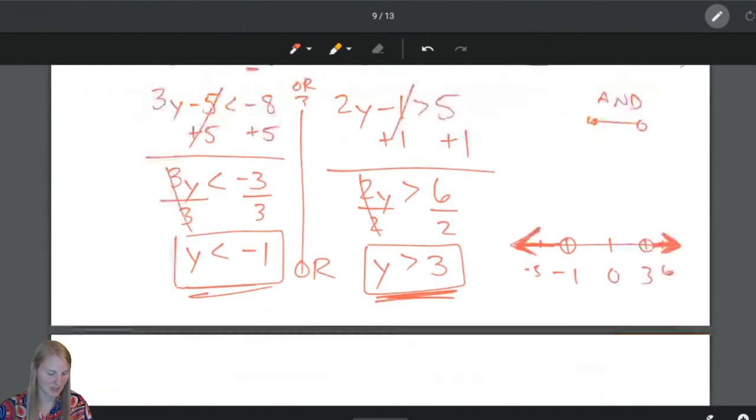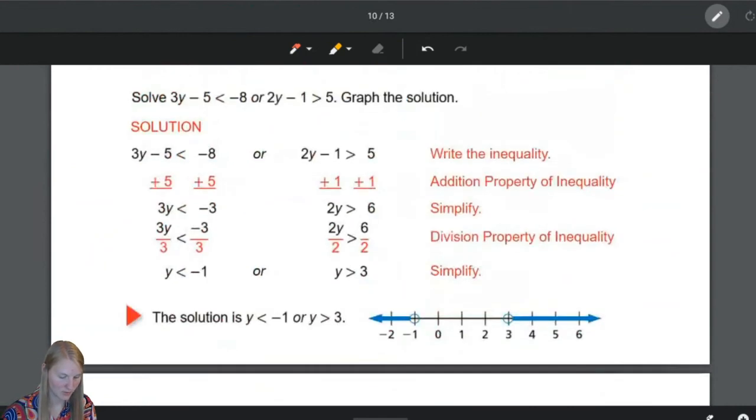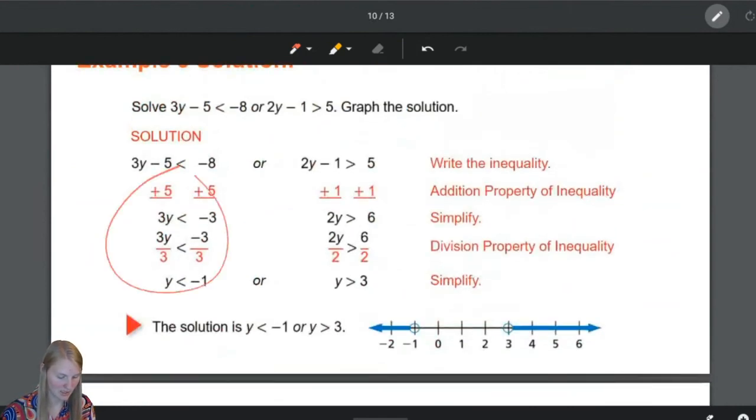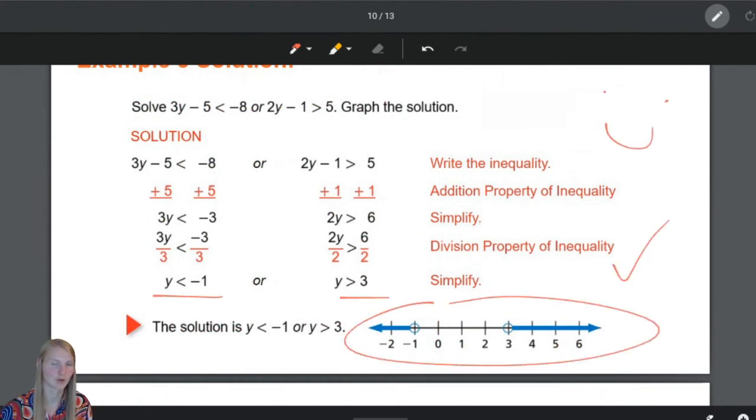All right, let's see if we were correct. Yup. You solve them separately just like this. That's just what we did. y is less than negative 1 or greater than 3. And that's exactly what our graph looked like.